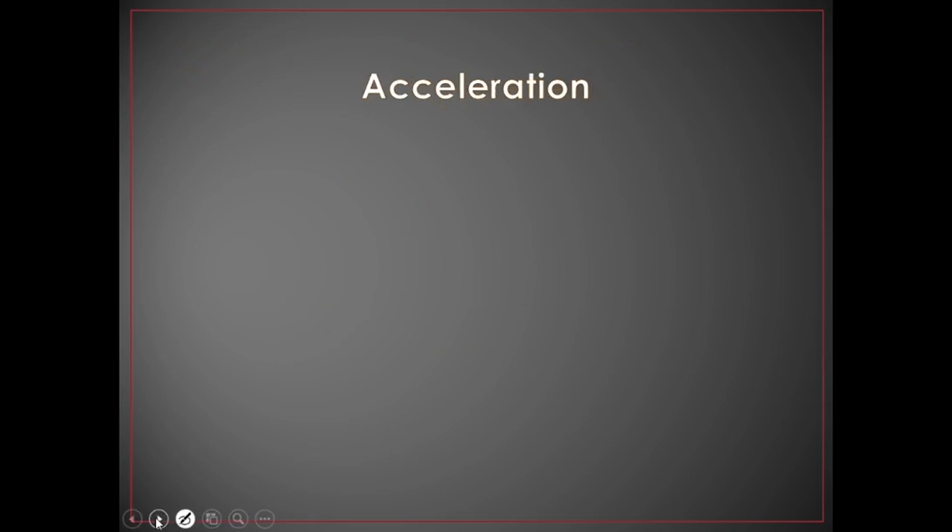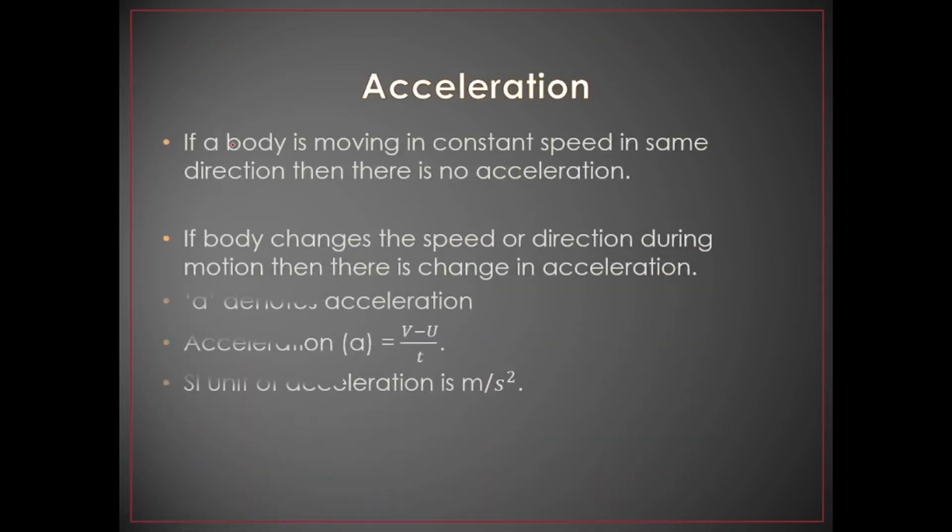Acceleration. Now the topic acceleration. So if a body is moving at a constant speed in the same direction, remember direction, then there is no acceleration. If the body is moving straight with the same speed, like here also it was, here he reached in 1 second, then again here again 1 second. So the speed is constant, the distance is also constant. See, so the acceleration is 0.